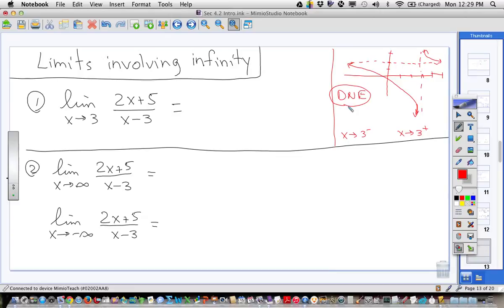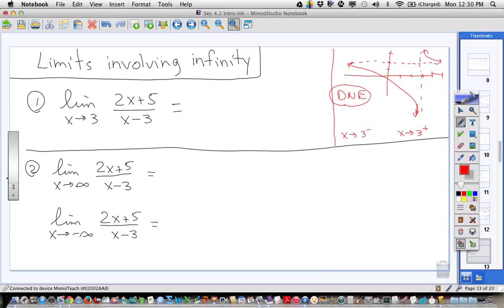On the last quiz, I let you stop if it was does not exist. From now on, if we have a limit that does not exist, we have to explain why. Why don't the cars meet? Well, we got to look at the left car and the right car. Where are they going? So right under here, you notice I put as x approaches 3 from the left and as x approaches 3 from the right.